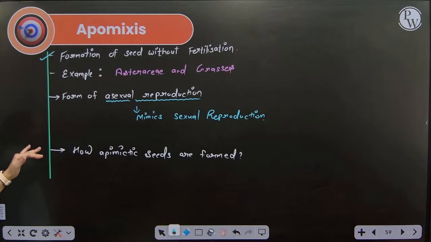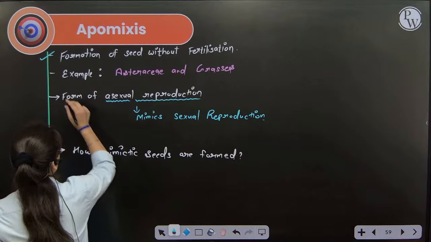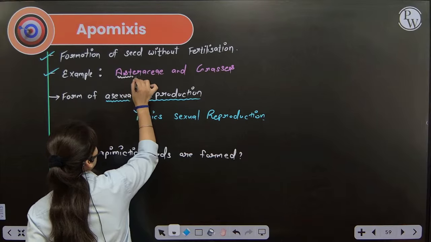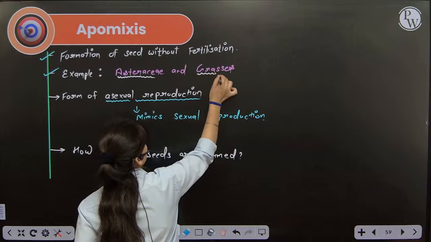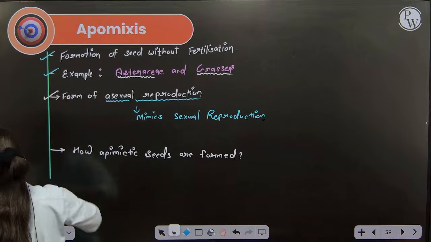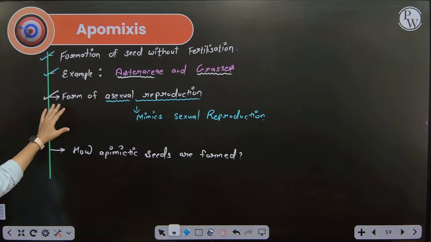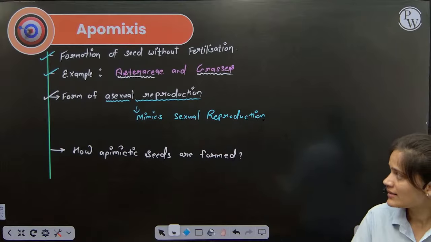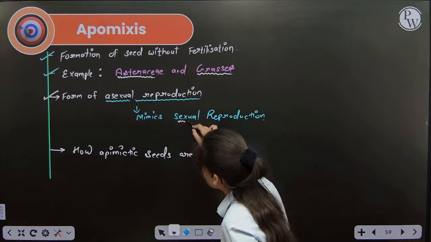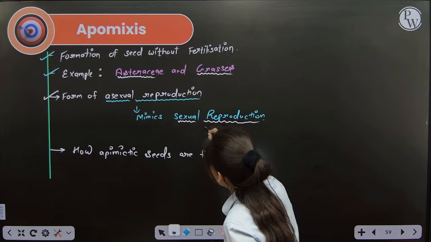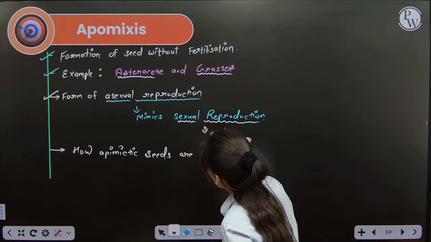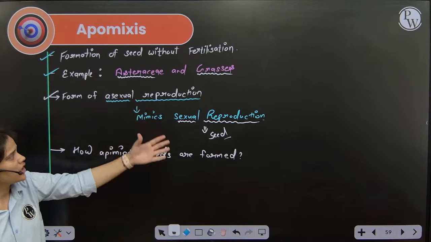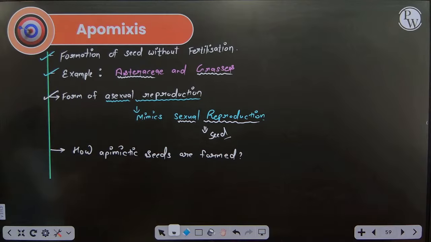Here, formation of seed without fertilization. Examples where apomixis is seen are the Asteraceae family, the sunflower family, and grasses. This apomixis is a form of asexual reproduction, but it mimics sexual reproduction. How does it mimic sexual reproduction? Because seed is formed, and seed is the result of sexual reproduction. Here there is no meiosis division. That's why we say it is a form of asexual reproduction which mimics or copies sexual reproduction.